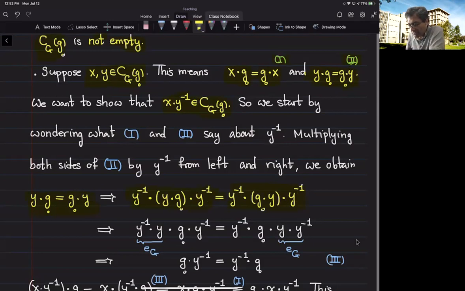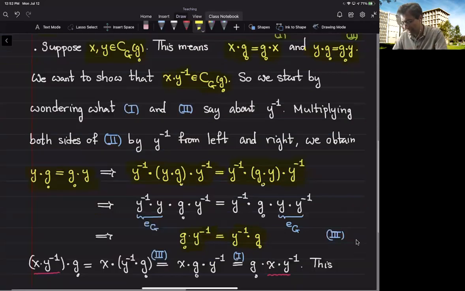Now I reorder the terms. This cancels out this one. I end up getting G0 times y inverse. And this y cancels out this one. I end up getting y inverse times G0. So this equality implies what? Let's think about it. Let's read it out loud. It's G0 dot y inverse equal to y inverse dot G0. Now let's think about it. This means G0 and y inverse commute, which means y inverse is in the centralizer.